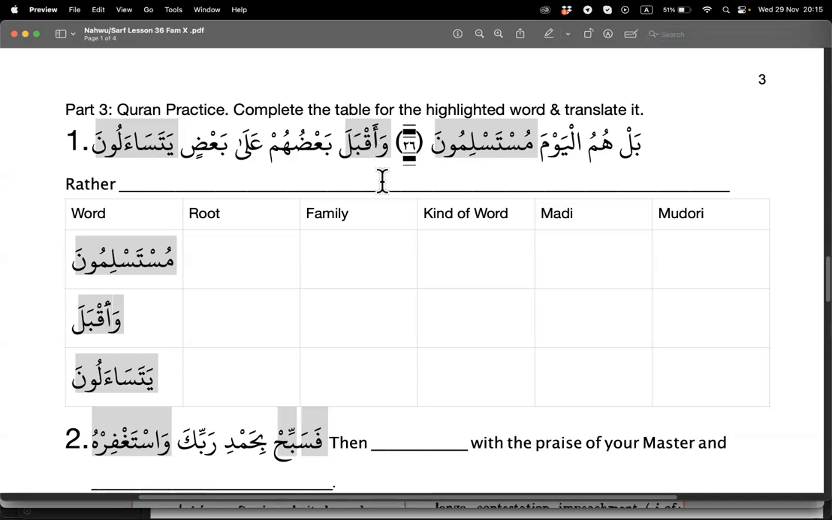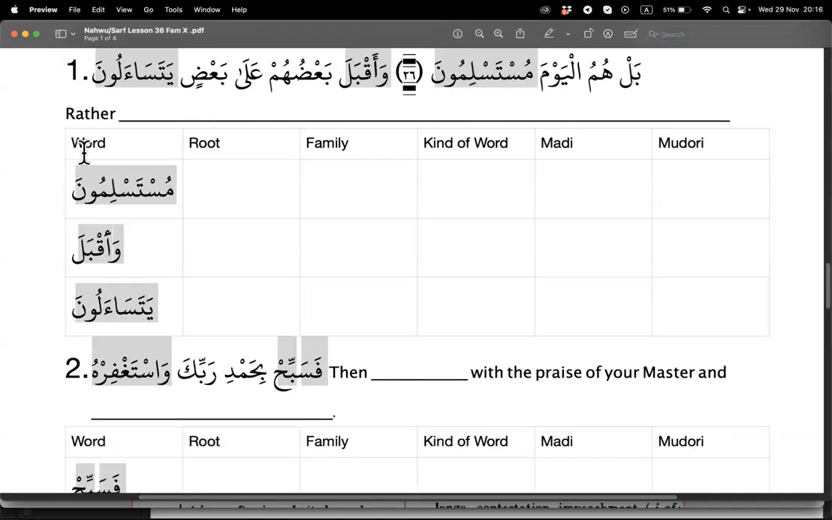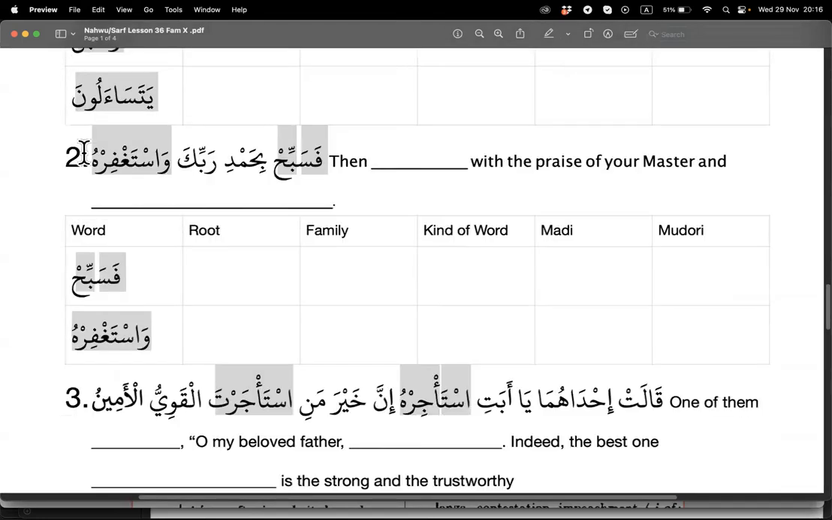So translate wa aqbala ba'duhum. Wa aqbala, this one approaching, right? Some of them approaching others. Yes. And then they will be asking one another. Very good, each other, because family six. Okay, so they will approach one another and ask each other. Yes, while asking each other. Okay, next one. Fasabbih.